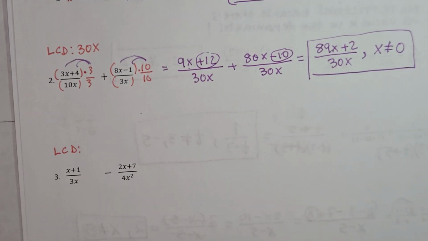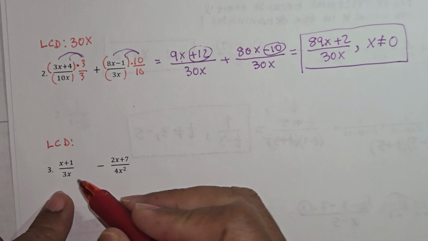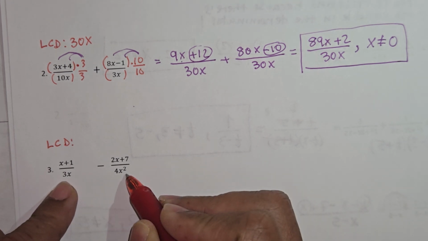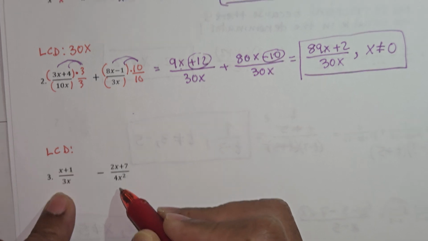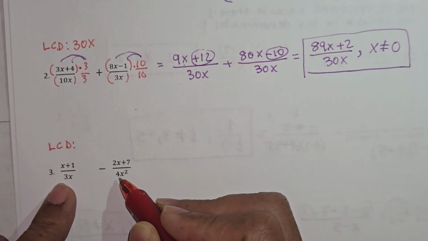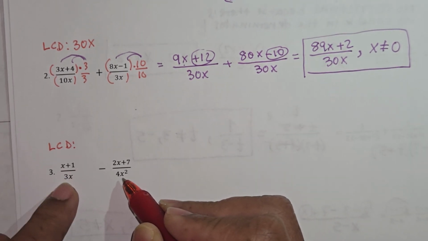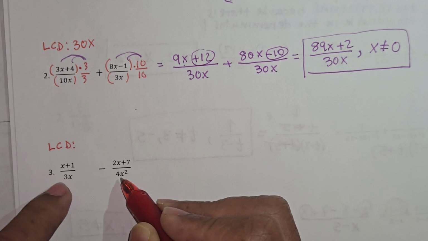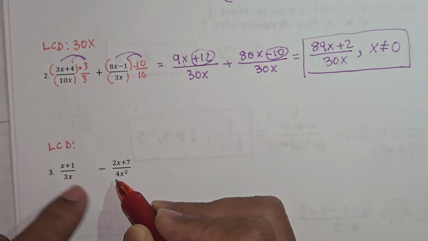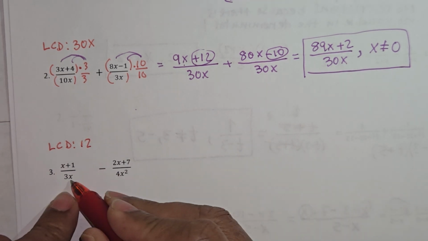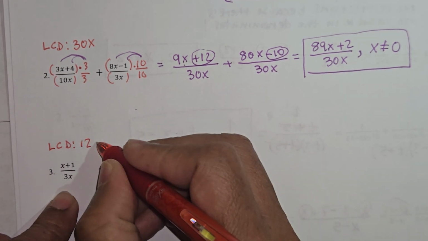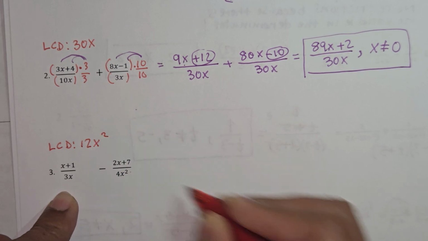Okay, last example. For this one, we see that this has 3x and this one is 4x squared. So 3 and 4, the highest we can go. Remember, we can't go too low, so we can't keep 3 and we can't keep 4. So what we can do is multiply 3 and 4 together, so we know there's going to be a 12 involved. And this has x, this has x squared. So the LCD should be 12x squared.